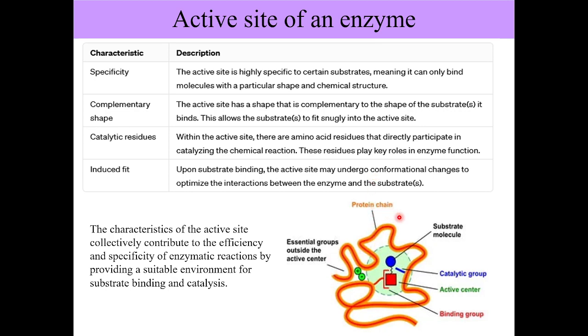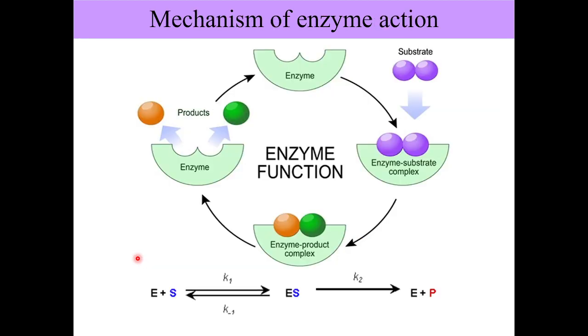Okay, so if you look at this figure, this is the protein chain, this is your active site, and here this is the active center where all the chemical groups of the amino acids are present, and this is the binding group, this is your catalytic group, and here is the substrate molecule which is binding. Okay, so the characteristics of the active site collectively contribute to the efficiency and specificity of the enzyme reactions by providing a suitable environment for substrate binding and catalysis.